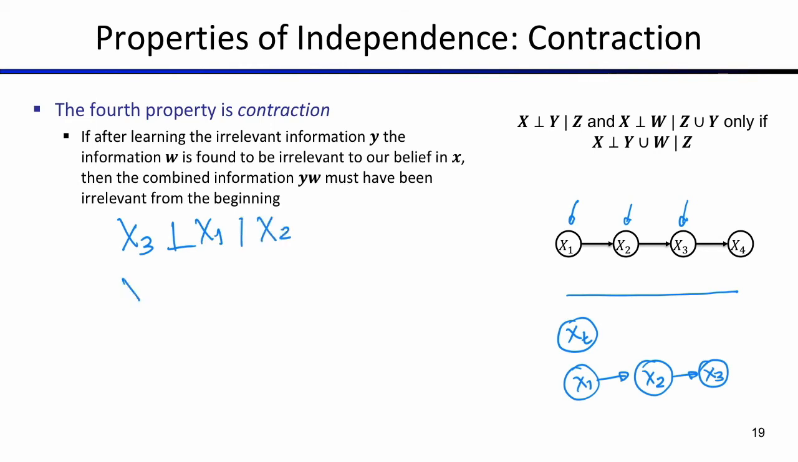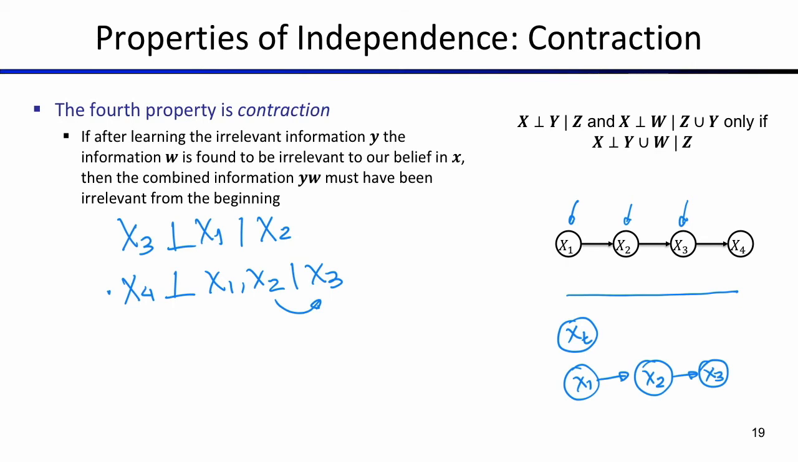Similarly, we can say that x4 is independent of x1 and x2 given its parent, that is x3. And we can manipulate this a little bit, so we can use the contraction property. So let's take these independences here and move x2 to this side. So we can use the weak union in order to move things from one side of the bar to the other side of the bar.